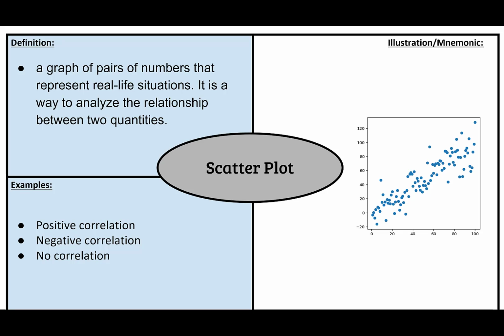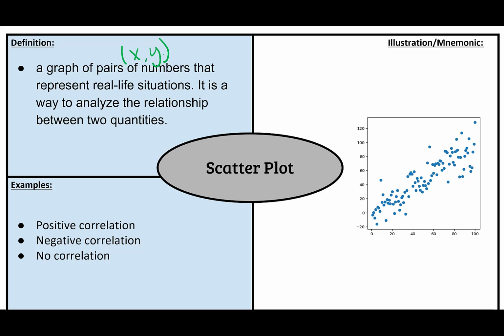And one of the first things that we get the chance to talk about here is scatter plot. Now, a scatter plot is simply a graph of pairs of numbers that represent real-life situations. It is a way to analyze the relationship between two quantities. These pairs of numbers are expressed with an x and a y coordinate point, and we get to plot that point onto our coordinate plane, what we talked about previously.